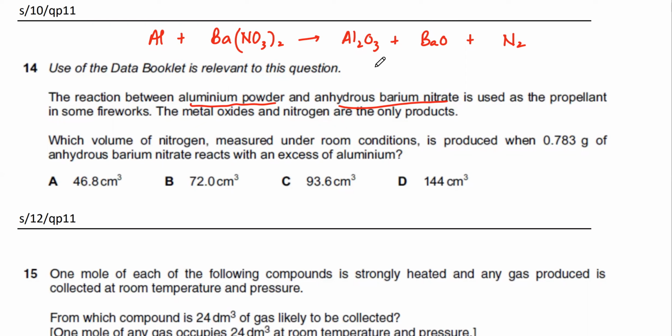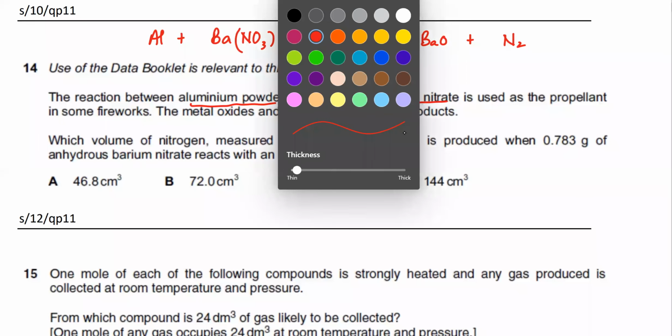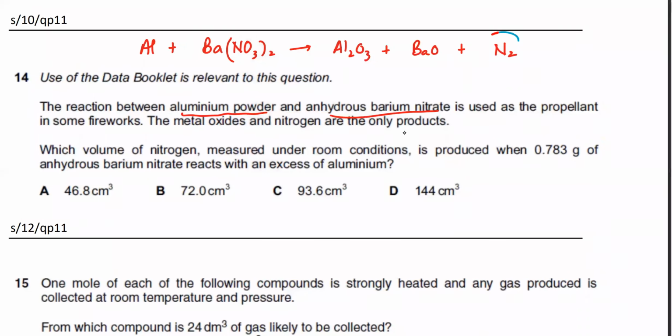Now, how do you solve a moles question without knowing what the ratios are? You're just going to focus on what he's asking: what volume of nitrogen, measured under room conditions, is produced when 0.783 grams of barium nitrate reacts with an excess of aluminium. He's only interested in nitrogen and barium nitrate.